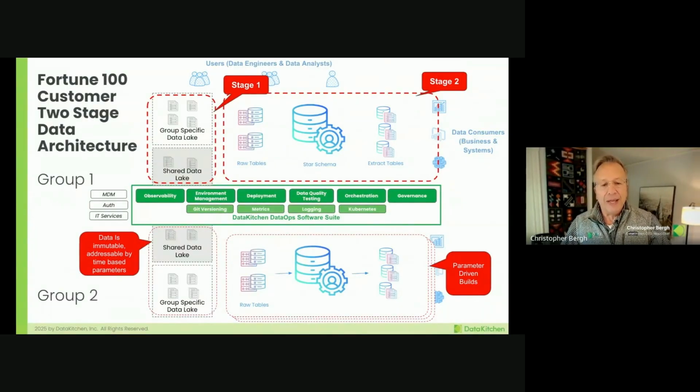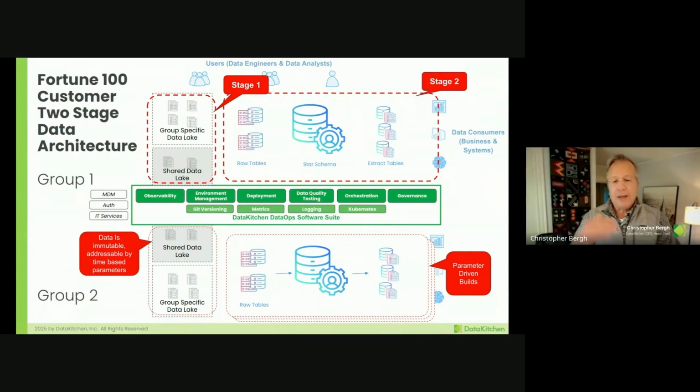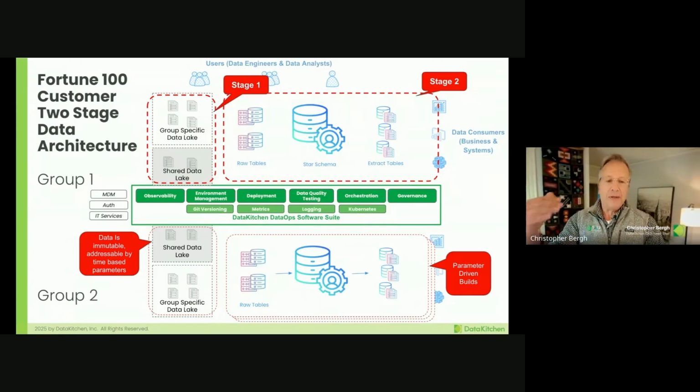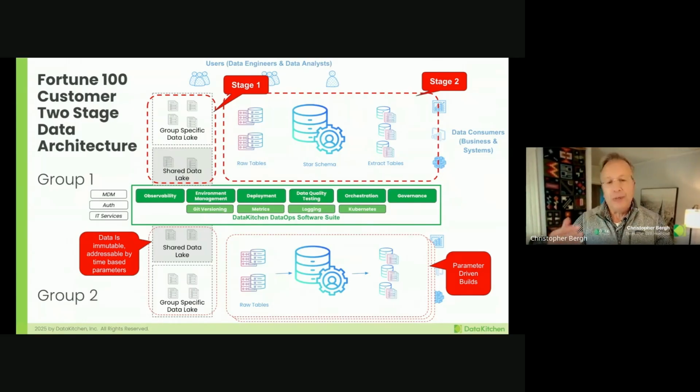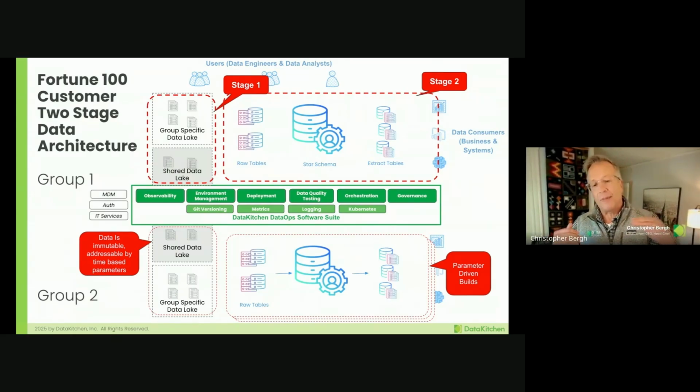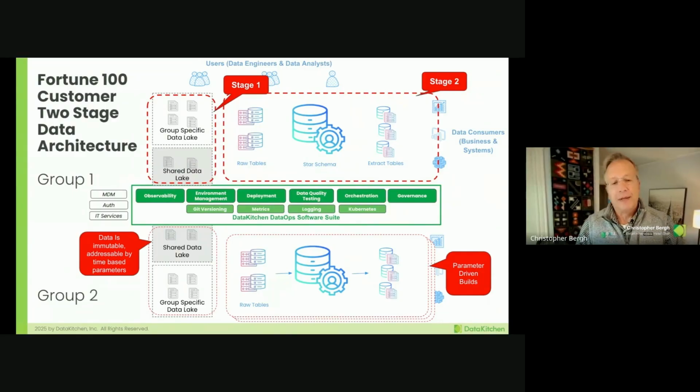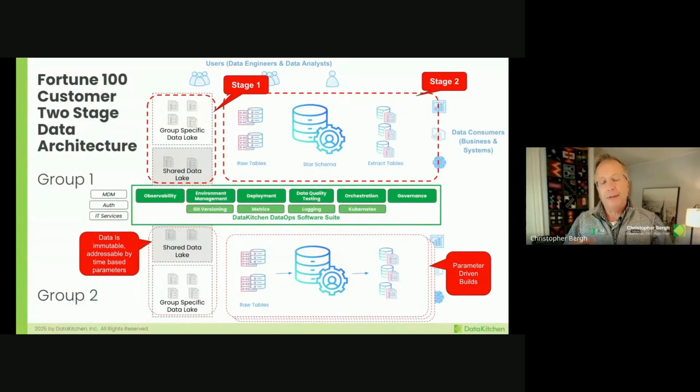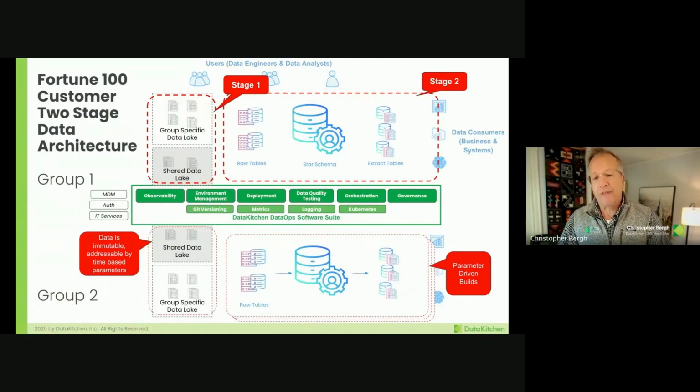Again, the data is immutable here in the data lake, but it's addressable by time-based parameters. Sometimes the data is a replacement of data that already exists, or sometimes it's just an update to it. It's: here's a week's worth of data. You've got 52 weeks in the database, and I've gotten the 53rd week or the 54th week. So we address it by time-based parameters, and that's just listing time and location in an S3 bucket.